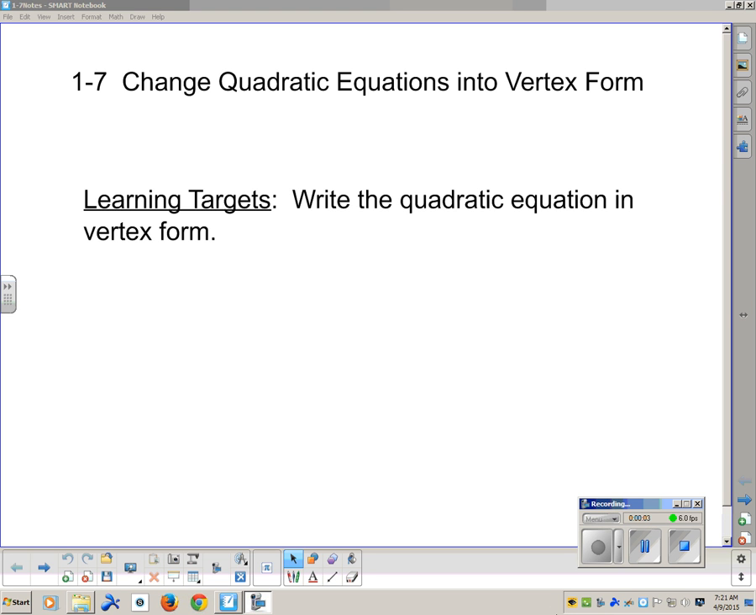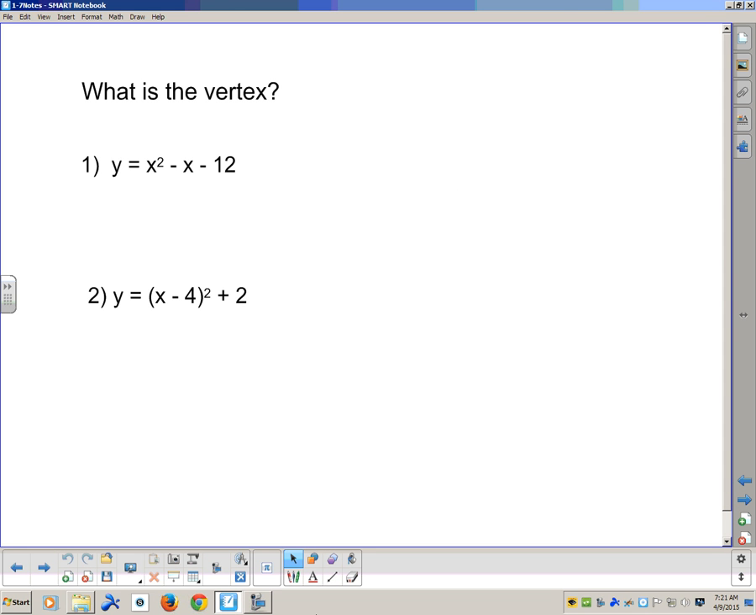All right, so today we are going to be working on writing the quadratic equation in vertex form. So, what is the vertex for these two different forms here? If you remember, that first one there is in standard form, where we have y equals ax squared plus bx plus c. And remember, to find your vertex here, what do we do?